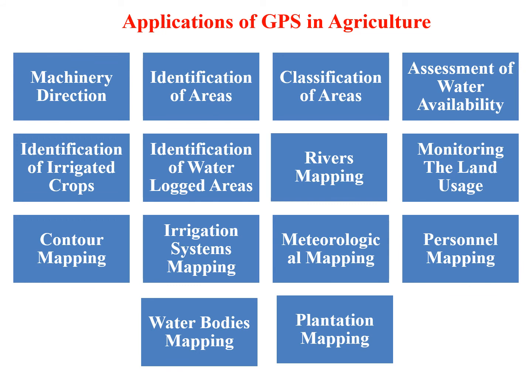Identification of irrigated crops. GPS can also be used to identify areas where there are crops that have been irrigated and those that have not been irrigated. This helps in creating a profile between irrigated crops and non-irrigated crops to help in making comparisons.